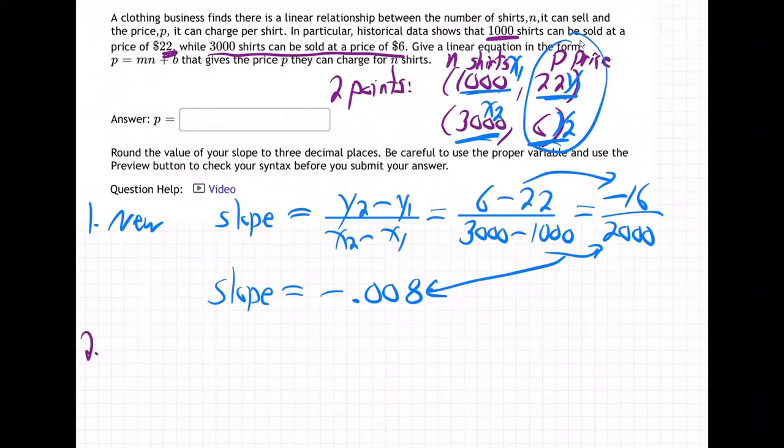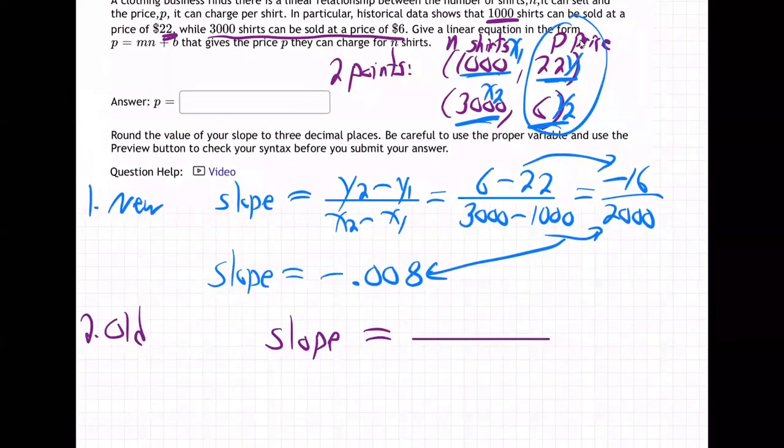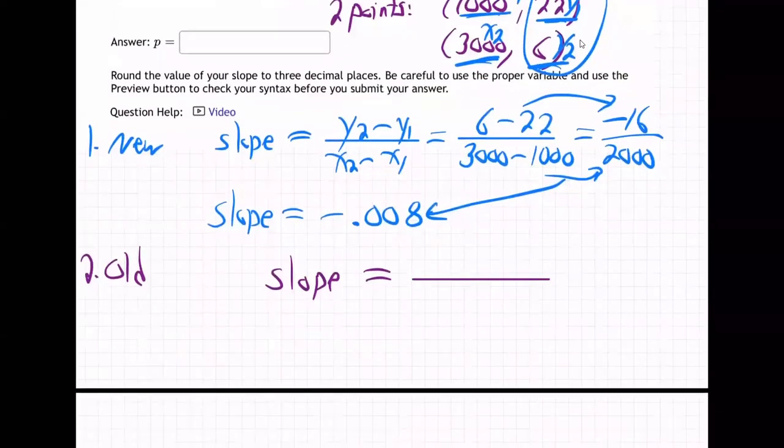So that's step one, get your slope. And then step number two, we're going to use the old slope formula. What's the old slope formula? It says slope equals, it's almost the same as the other one, except it's got a little bit of difference here. It is plain y in the front.